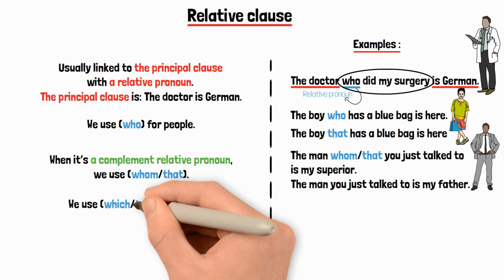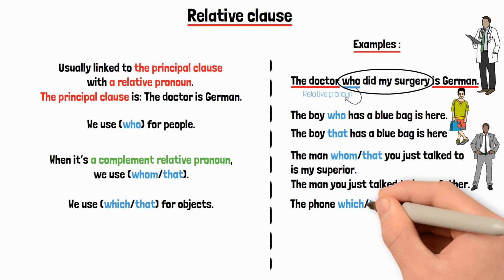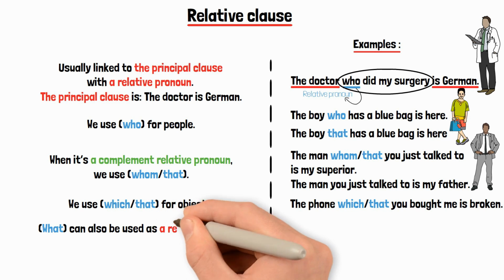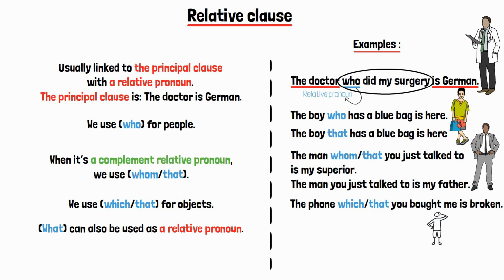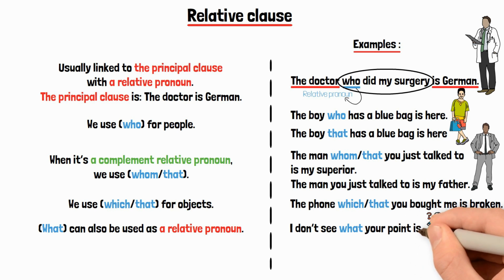We use which and that for objects. The phone, which or that, you bought me is broken. What can also be used as a relative pronoun. I don't see what your point is.